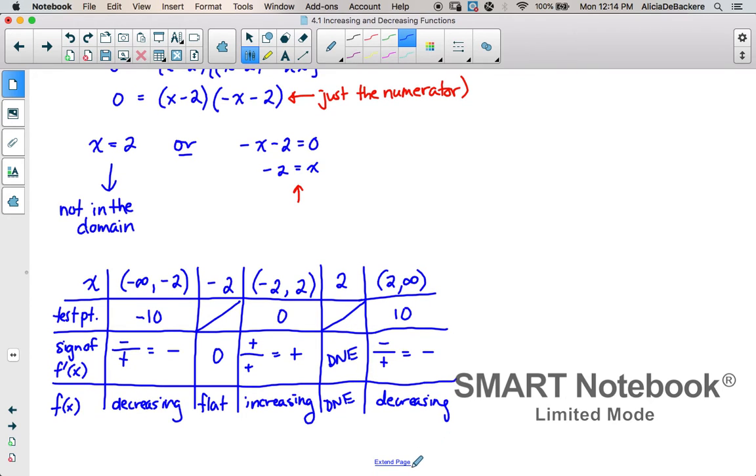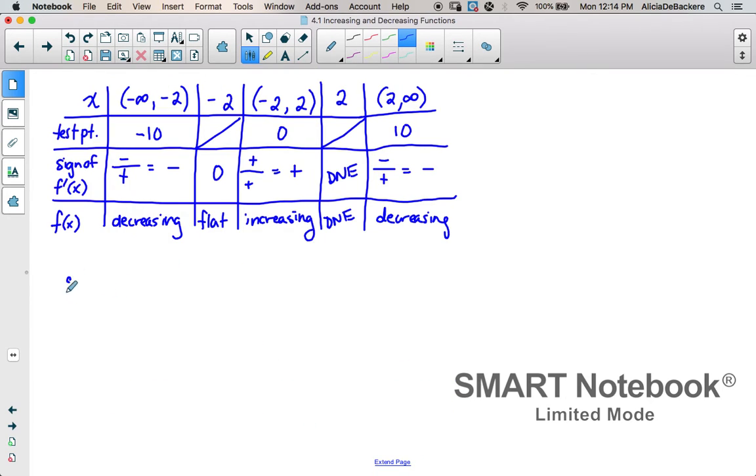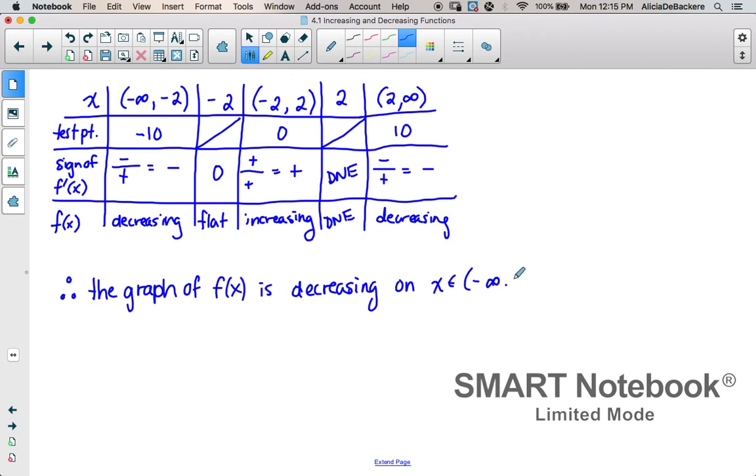And so then we'll draw our conclusion. Doesn't matter which order you go in. We have 2 decreasing intervals, one from -infinity to -2, and one from 2 to infinity. And remember, I do want to see the sentence. I want to see you connect these words at the bottom back to the intervals at the top.